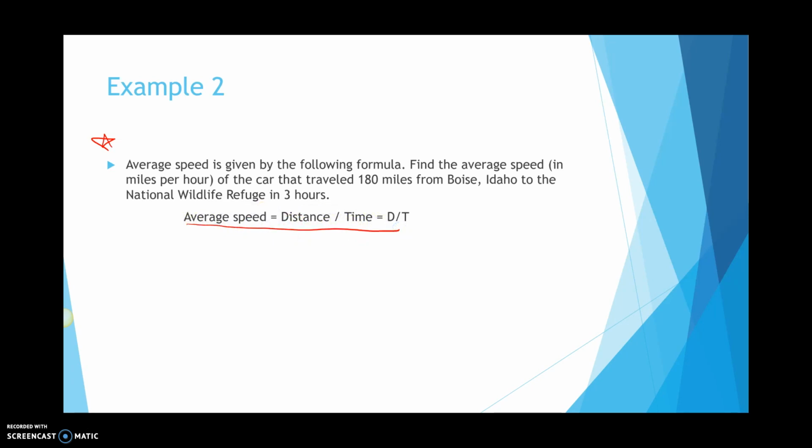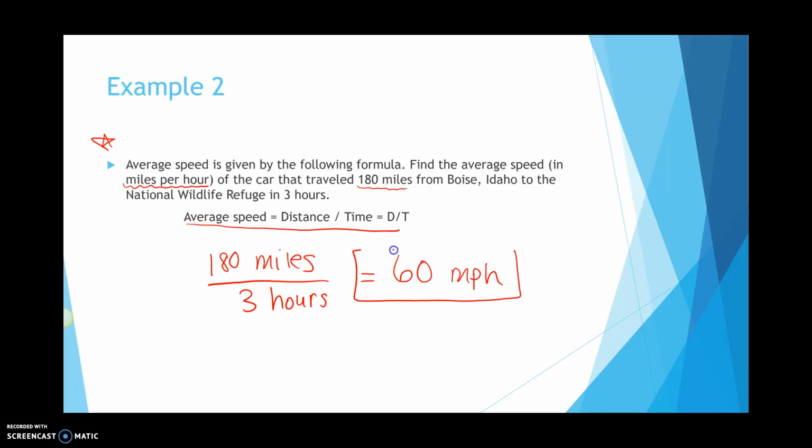They want you to find the average speed in miles per hour of the car that traveled 180 miles from Boise, Idaho to the National Wildlife Refuge in 3 hours. So we're taking our distance, which is 180 miles, and we're dividing it by our 3 hours. Again, this is a story problem, so we need to write our final answer in units, which is miles per hour. And 180 divided by 3, that is going to give me 60 miles per hour, and that will be my answer. And that is it for this first lesson.